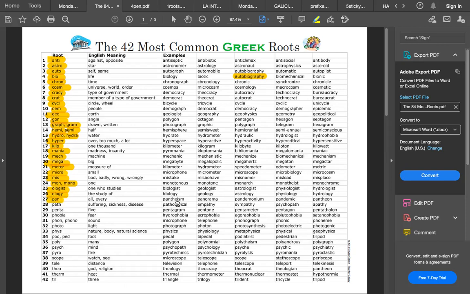Pan means everything. So pantheism, panorama. That's that shot on your phone that you can go either left to right, right to left, and you can see 180, or I think they can do 360 now. Whatever they do is crazy. But panorama.